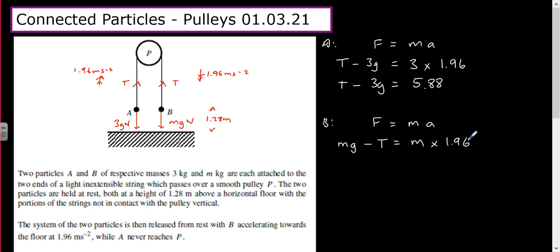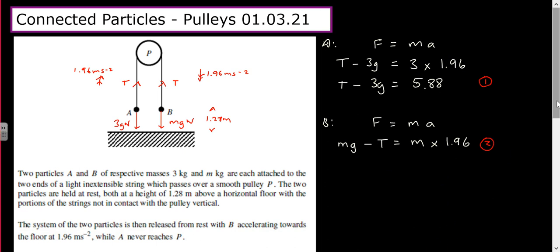So quite a lot going on in this second equation. I don't know what m is. I don't know what t is. All right. So I'll call this equation 1 and equation 2. So I've got equation 1 and I've got equation 2. Right. That's the first thing I do.